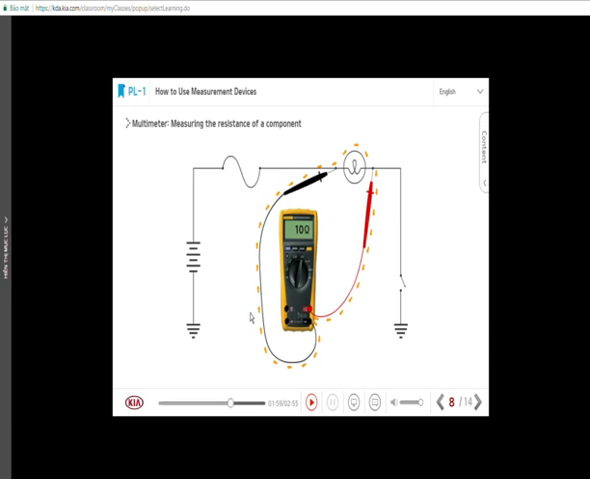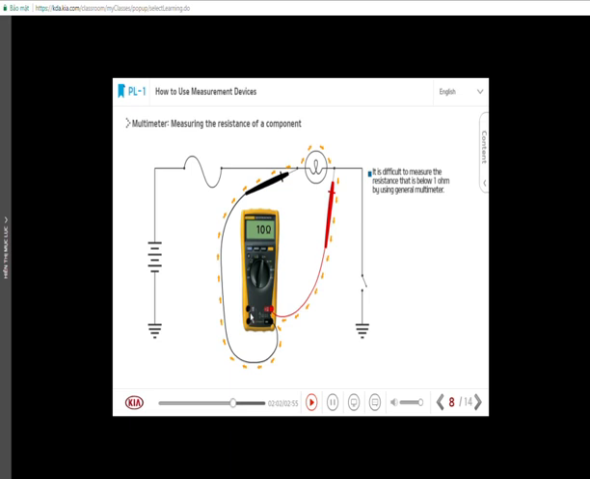There are 2 important points you should know. First, since the measurement is done using a little current, it is difficult to measure resistance that is below 1 ohm. In order to precisely measure the resistance that is below 1 ohm, a special equipment called milliohm meter should be used.